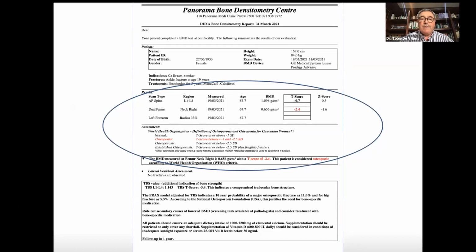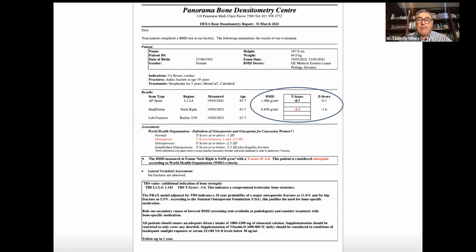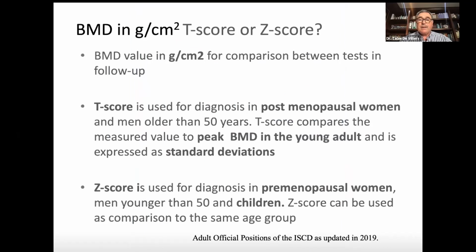So here I have highlighted the main part, the results. Now we see different things here in the result. And the first thing is we have different regions, and we'll get to that. And then we have a result in grams per square centimeter, and that's called the absolute value of bone density. We have something called a T-score, and we have something called a Z-score. So let's first concentrate on which one you use, the gram per square centimeter, the T-score, or the Z-score.